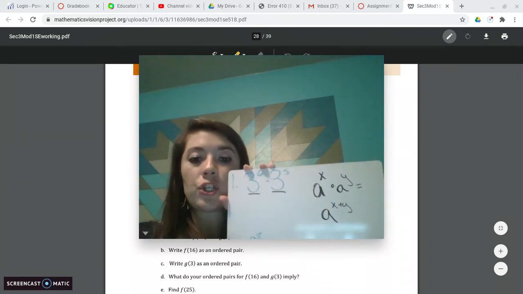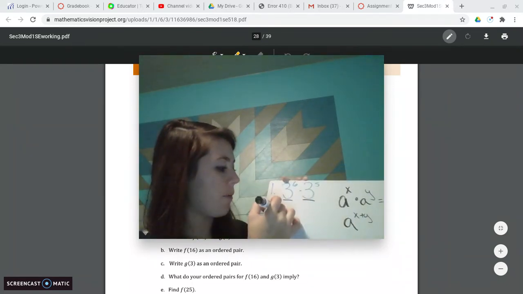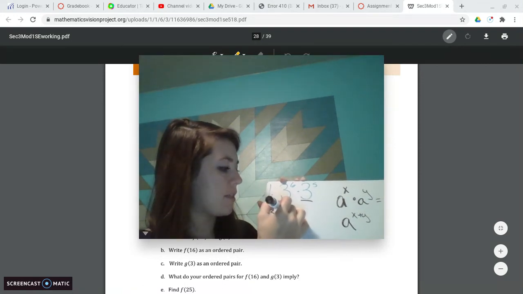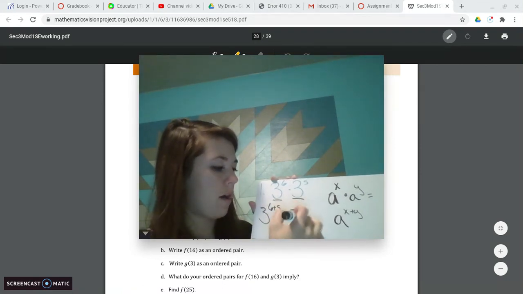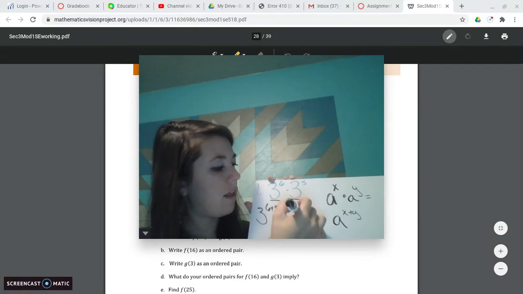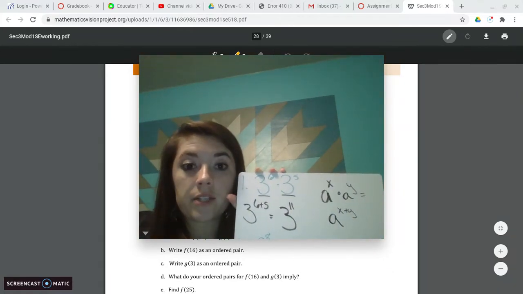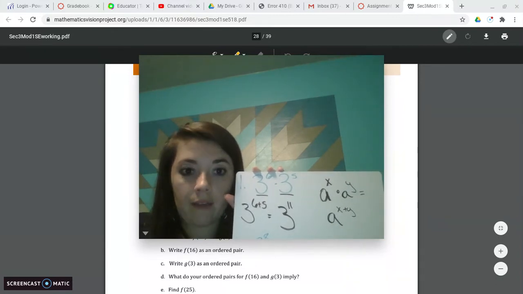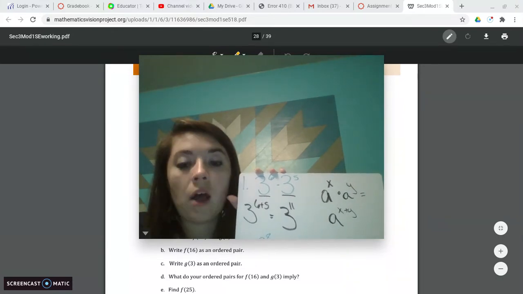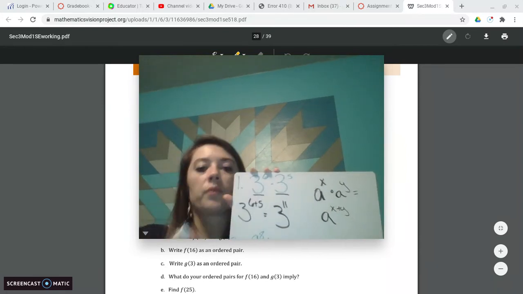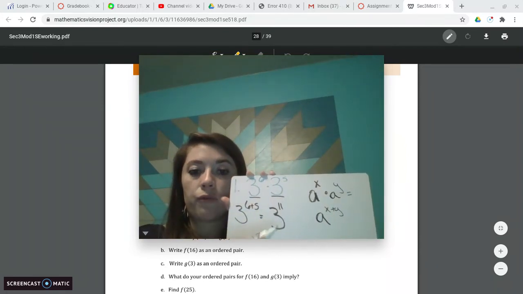So we're going to add these exponents. So we're going to have 3 to the 6 plus 5. Well, 6 plus 5 is 11. So it's 3 to the 11th power. That's your answer. That's all you have to do. You do not have to find what 3 to the 11th power is. That'd be a very large number. You only have to put it in exponential form.